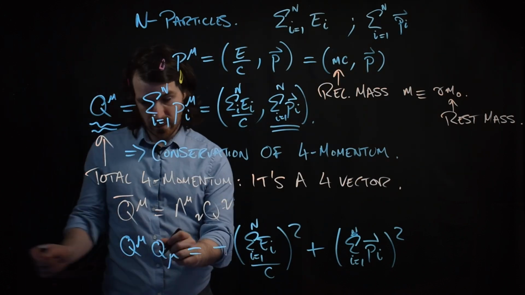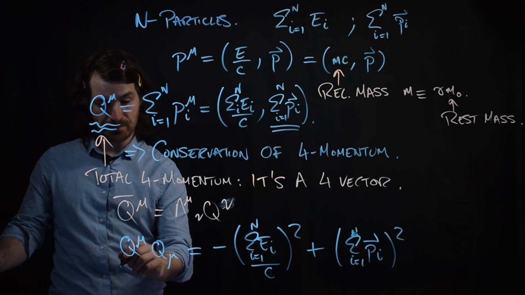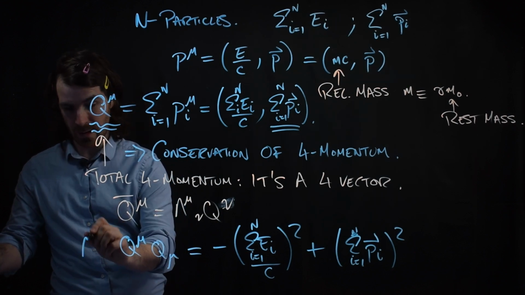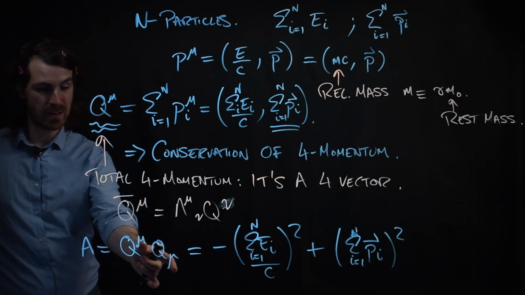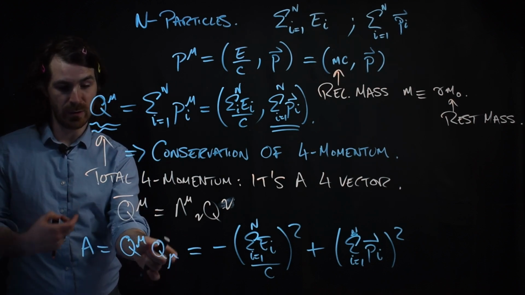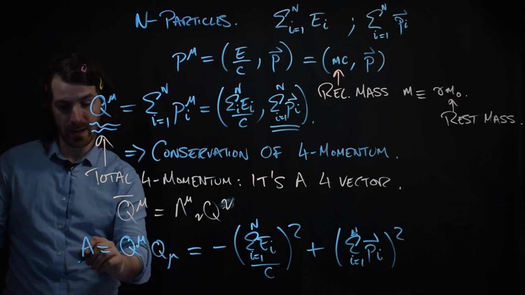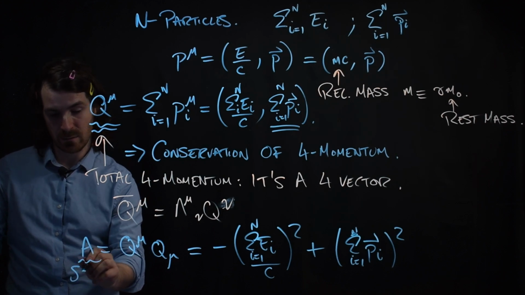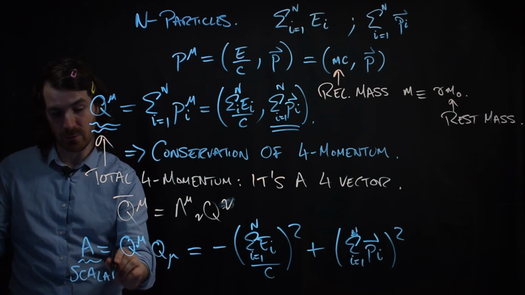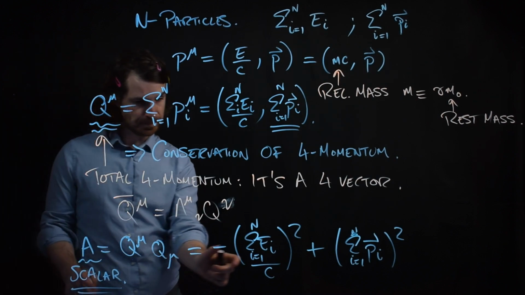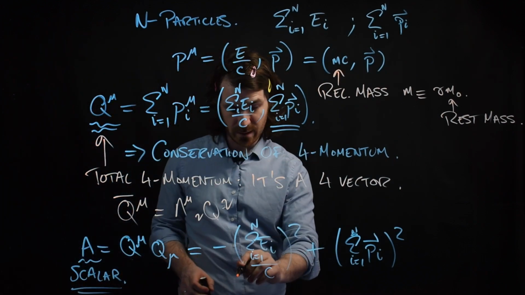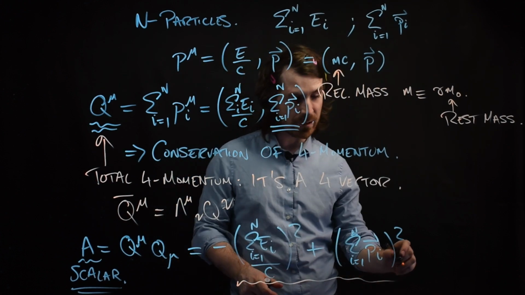Okay, and Q is a 4-vector, so we can call this thing A. We've summed over the space-time index, so there are no free indices left, so A is a scalar. The length of our 4-vector, as we know, is a scalar. So this quantity on the right-hand side is an invariant.